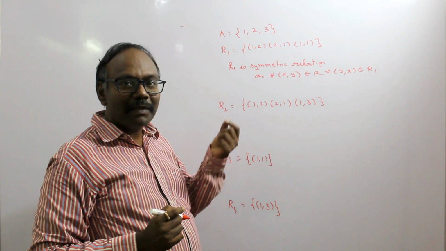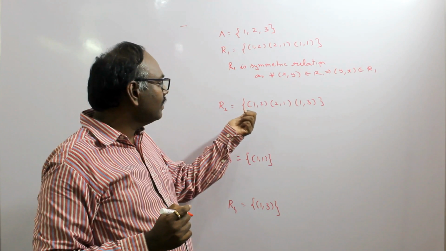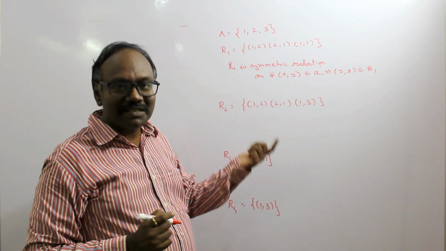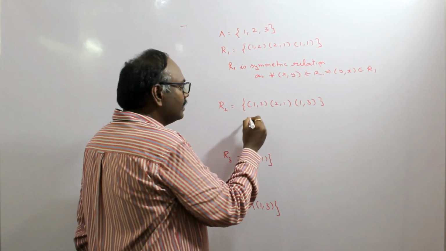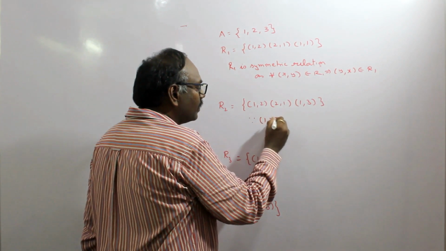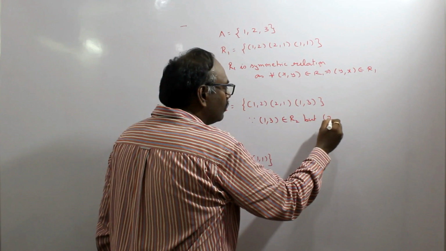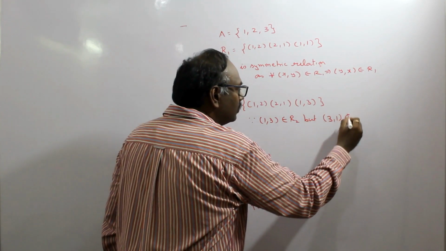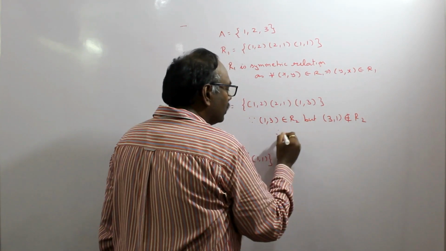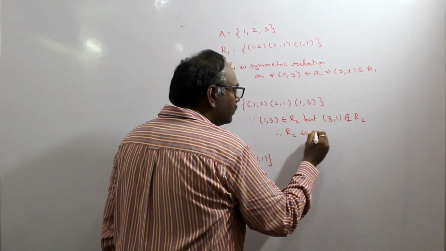Once you find any such condition where you can prove that R2 is not symmetric, simply write down that particular ordered pair which makes R2 not symmetric. So let us write: since 1 comma 3 belongs to R2 but 3 comma 1 does not belong to R2, therefore R2 is not symmetric.